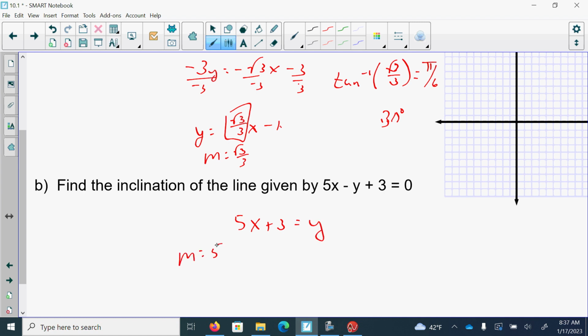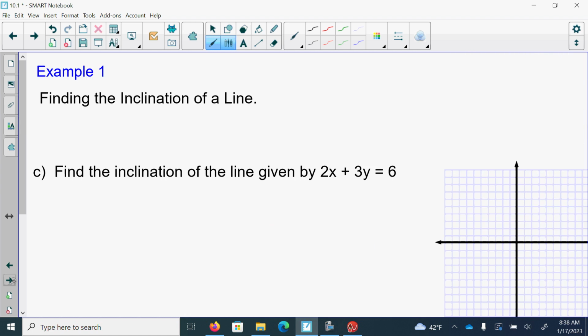So to find the inclination of the line, I'm going to do the inverse tangent of 5 is equal to theta. When I first do that on my calculator, I get an answer of 1.338. That is my radian answer. To change it to degrees, I'm multiplying by 180 over pi, or doing the DMS button on my calculator, and I get 78.69 degrees. Now, there's an extra one that I have here that's not on your note sheet.